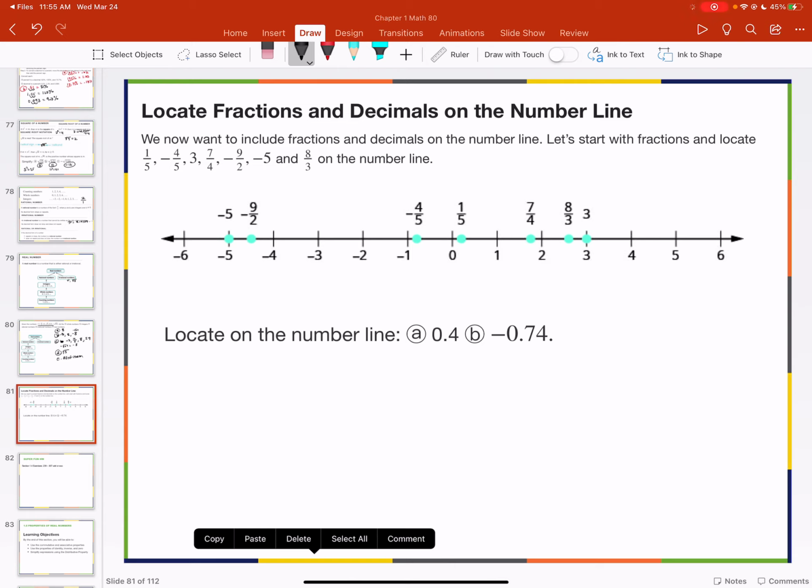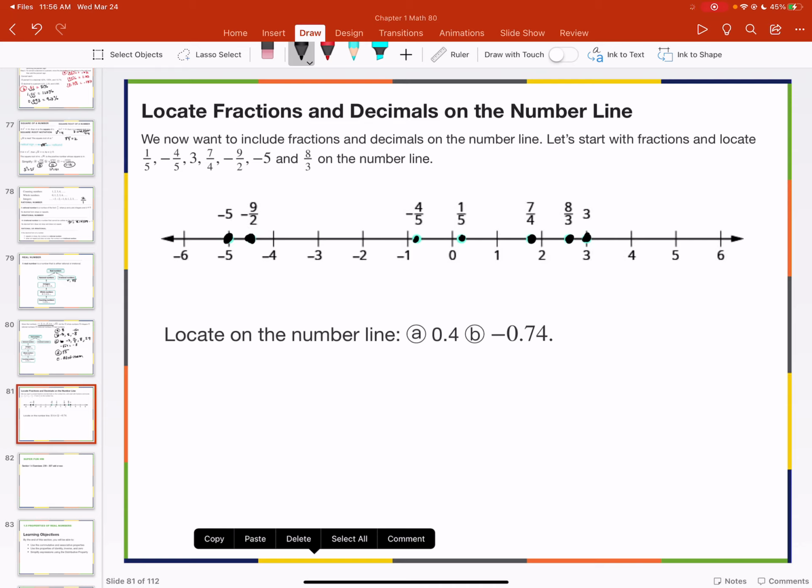All right, let's see here. We now want to include fractions and decimals on the number line. Let's start with fractions and locate them on the number line. You see 1/5 is closer to 0, it's 1 out of 5. -4/5 is closer to -1. 3 is obviously on 3. You have 7/4, which is a little bit greater than 4/4, so it's 3/4 of the way between 1 and 2. -9/2 is equivalent to -4.5, and 8/3 is equivalent to 2 2/3.